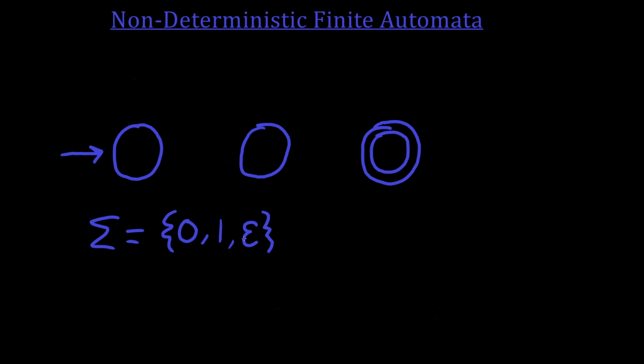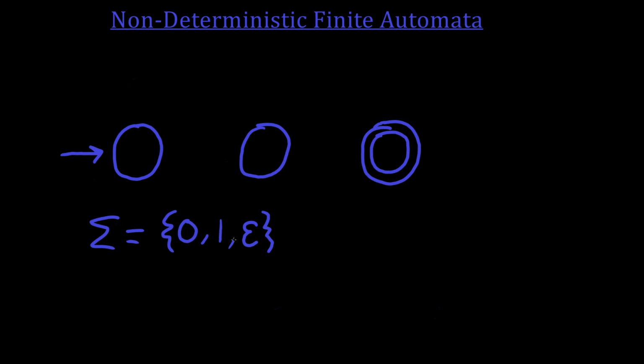Technically, NFAs with this epsilon character are known as NFAs with epsilon moves. However, I'm just going to refer to NFAs that have this epsilon character as just NFAs, because NFAs with epsilon moves are equivalent to NFAs and they're basically the same thing. So I'm just going to refer to all of them as simply NFAs. So in this case, we are going to include this character epsilon in our alphabet.